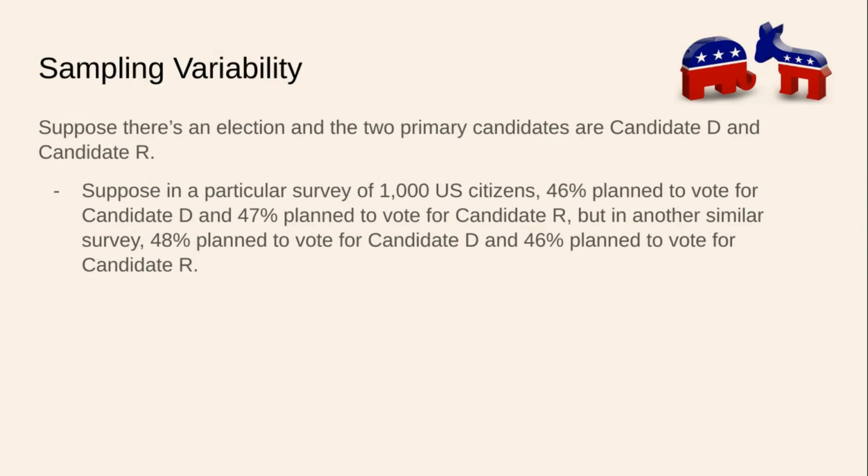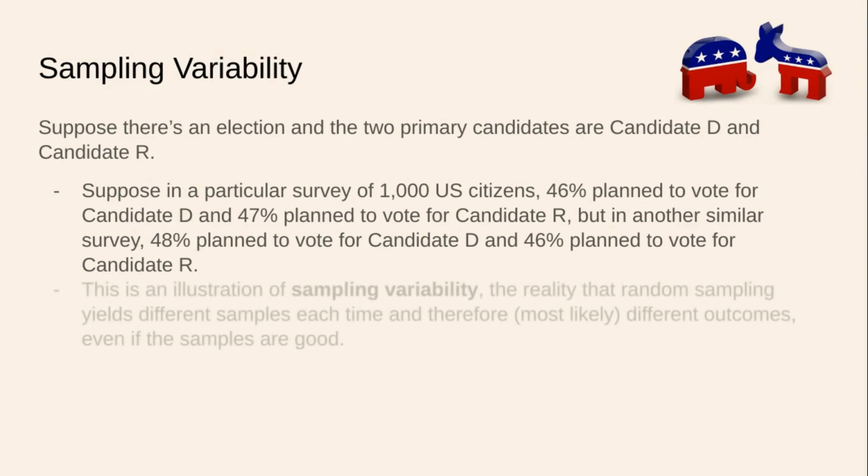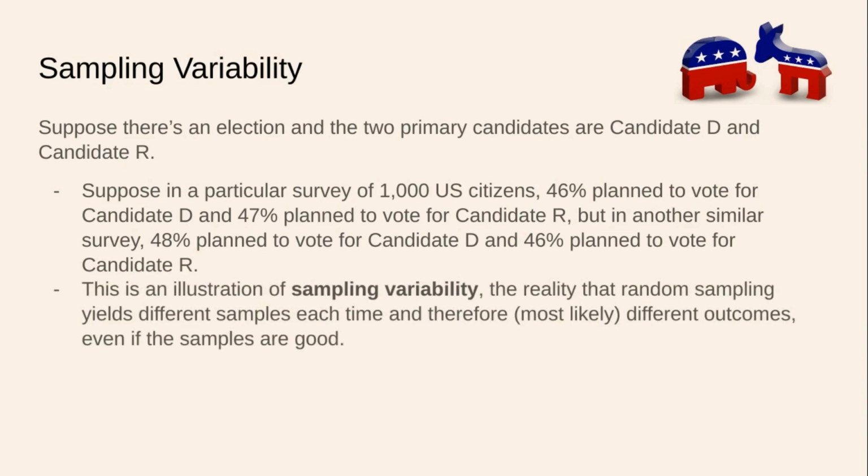Now, this is certainly something that could happen. This doesn't mean that one of the samples is messed up. These are pretty similar, reasonable numbers, but there is a bit of difference. This is an illustration of sampling variability, which is the reality that random sampling is going to yield different results because it's going to be dealing with different samples. And though these differences will be less pronounced with good sampling, even if the samples are good, there is going to be a little bit of variability.